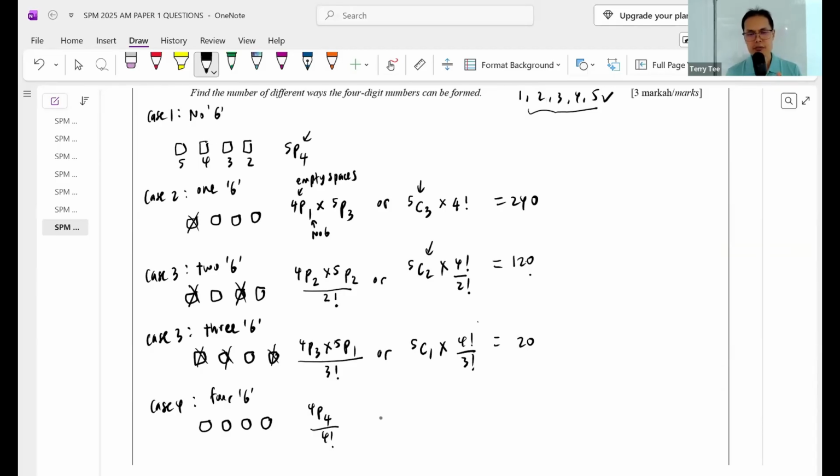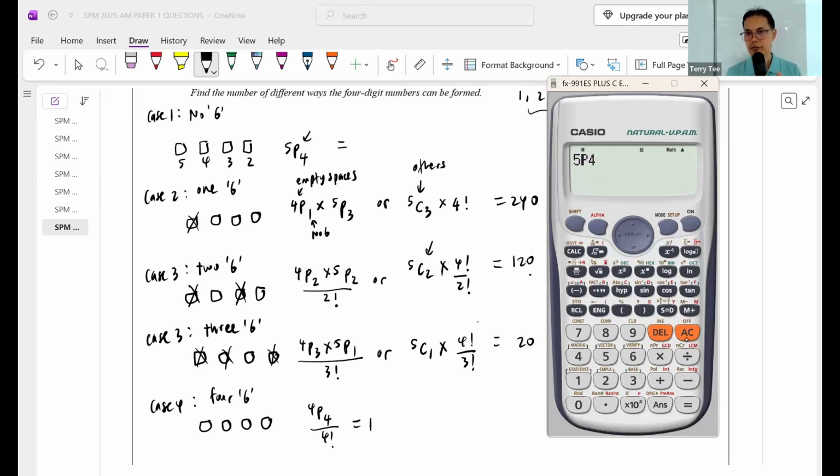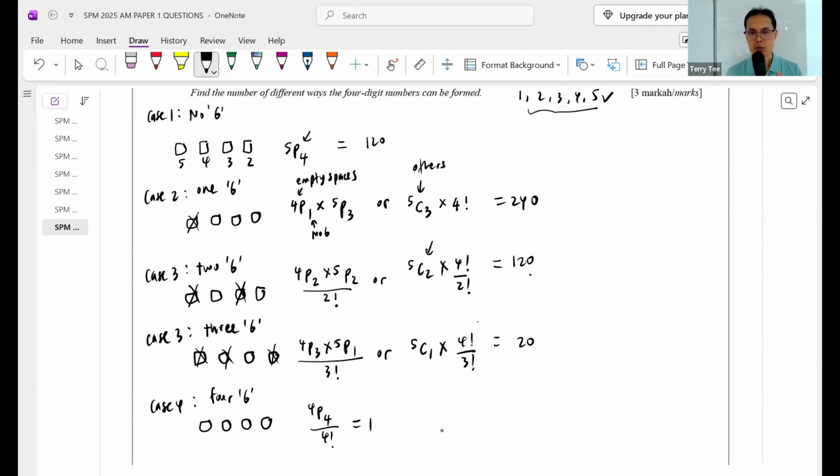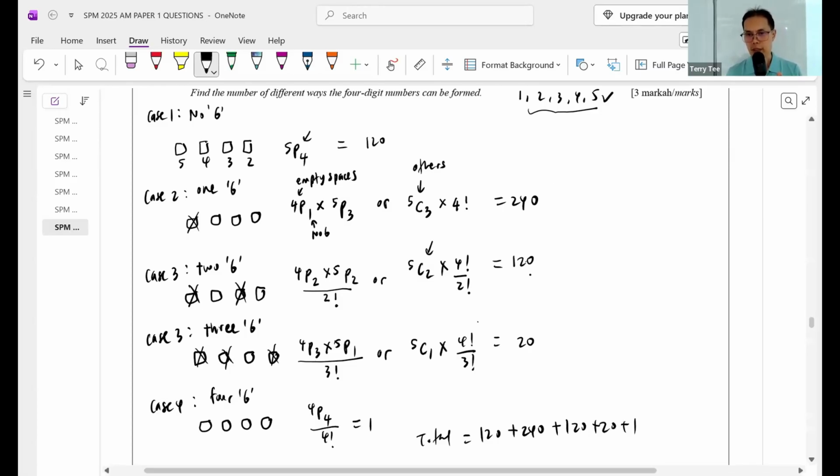Finally, this last one is quite easier. Do I need to do any different way? Should I say 5C0? Because I'm choosing from the others, this is just one. By the way, the first case I haven't written yet. What is 5P4? 5P4 is just 120. So what is your total? My total is 120 plus 240 plus 120 plus 20 plus 1. So basically 240 times 2, 480, 480 plus 20, 500, 501.